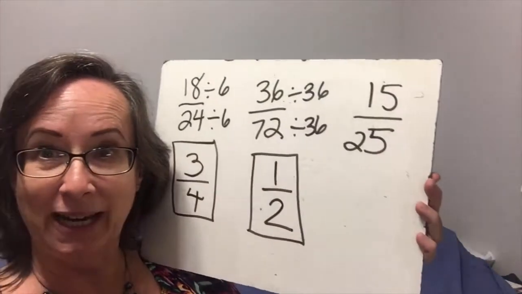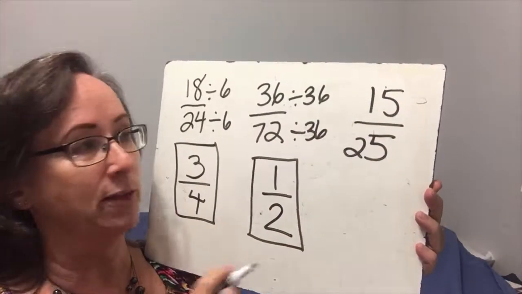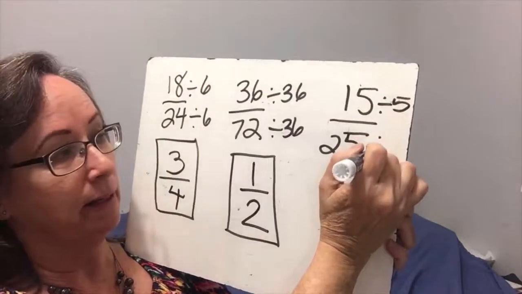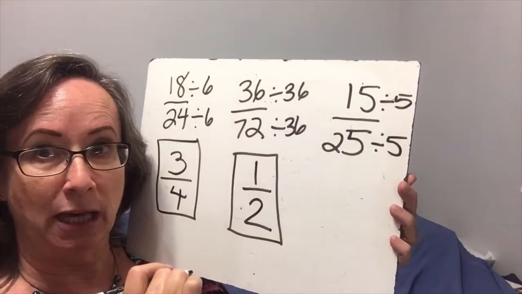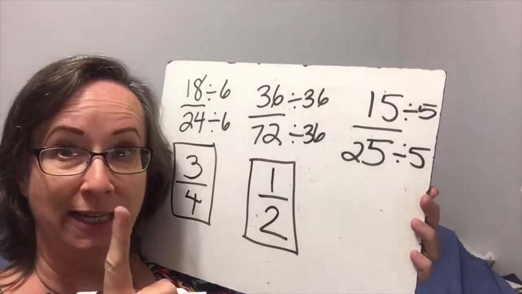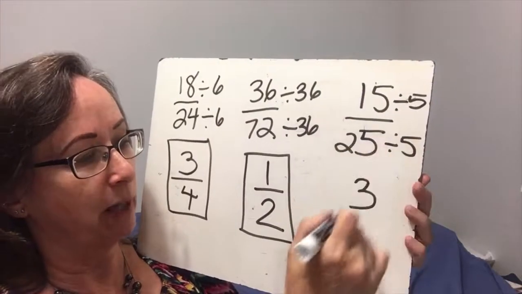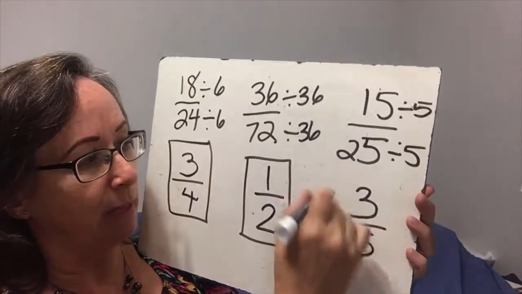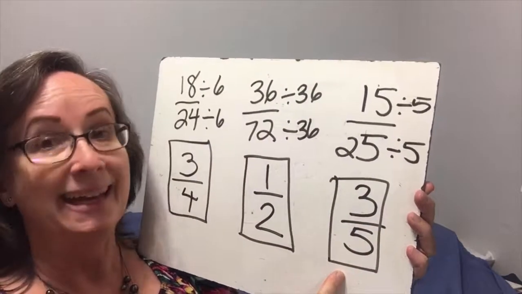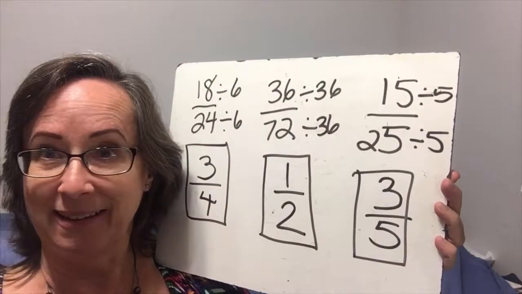Okay, and the last one on this section, we have 15 and 25, which are both divisible by 5. So we're going to divide that one by 5 and divide this one by 5. Numerator by 5, denominator by 5, always the same number because 5 over 5 is 1. So 15 divided by 5 is 3. 25 divided by 5 is 5. So we get 3/5, and 3/5 of a pizza is the same amount as 15 25ths of a pizza. And we are done.